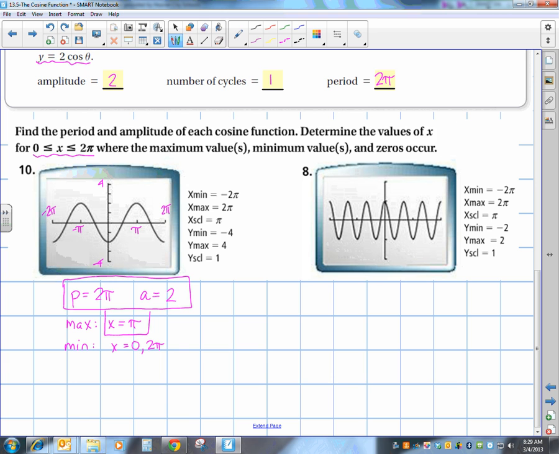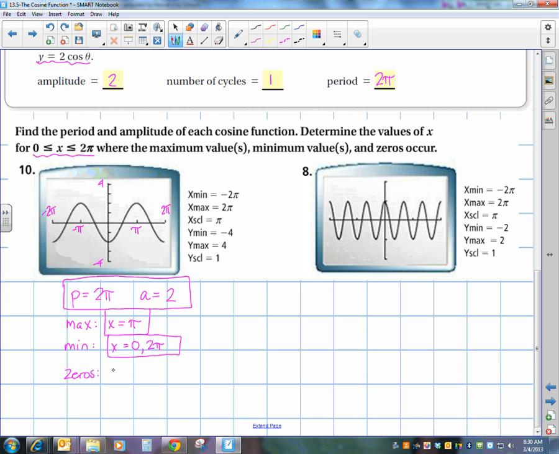Box each of these because that's answering our question. Okay, there's our min of 0 and our min of 2 pi. And then they're asking us where the zeros are. Hopefully you remember that if we had a min at 0 and a min at 2 pi and a max at pi, then halfway between is a 0.